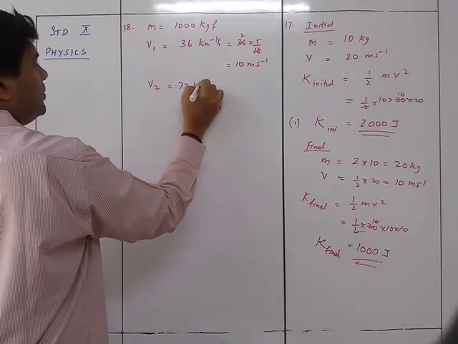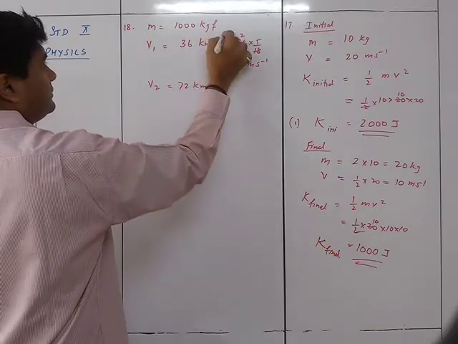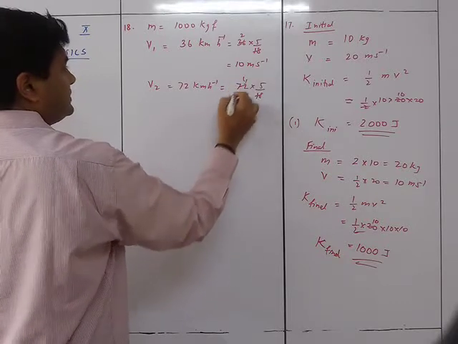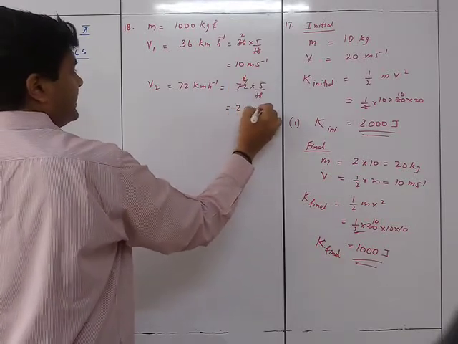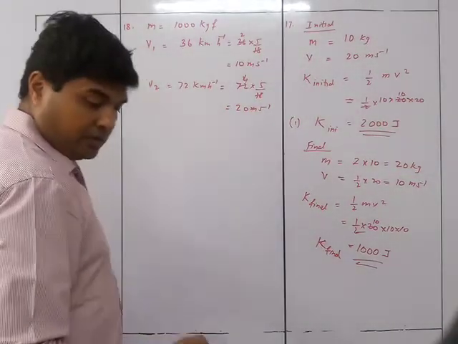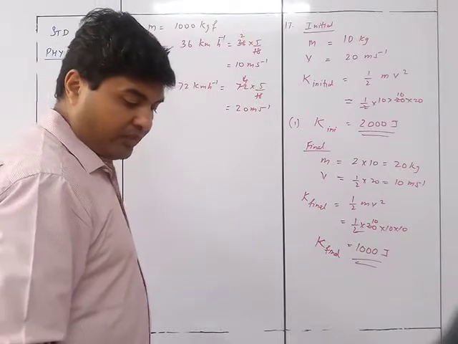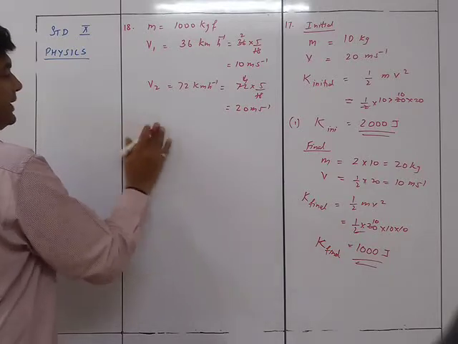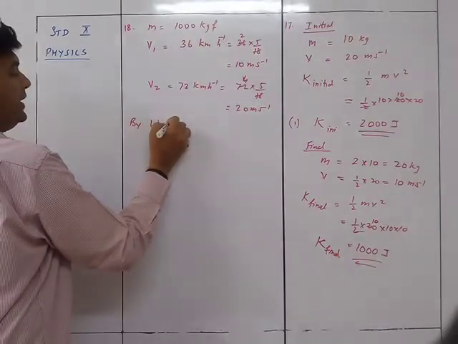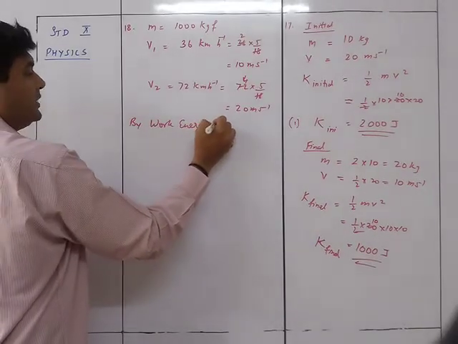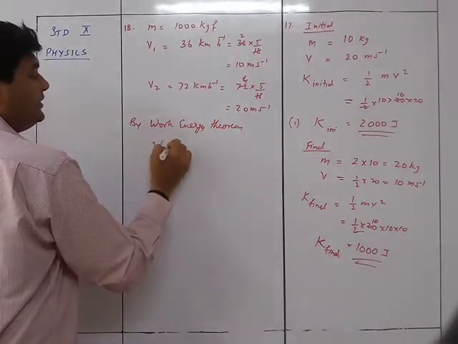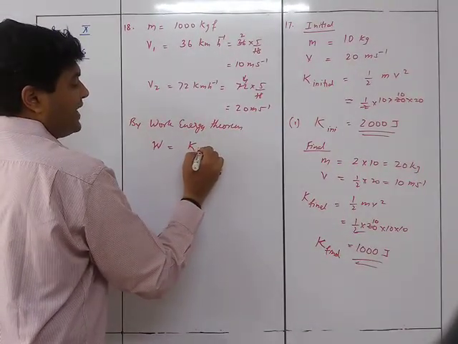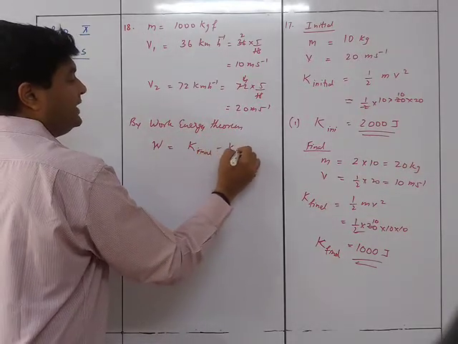V2 is 72 kilometers per hour. That is equal to 72 into 5 upon 18. That's 20 meter per second. First question is find the work done. For work done, by the work energy theorem, W is equal to K final minus K initial.